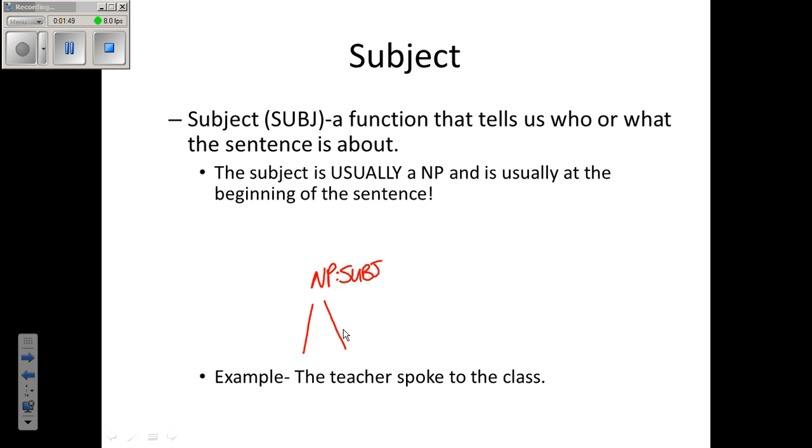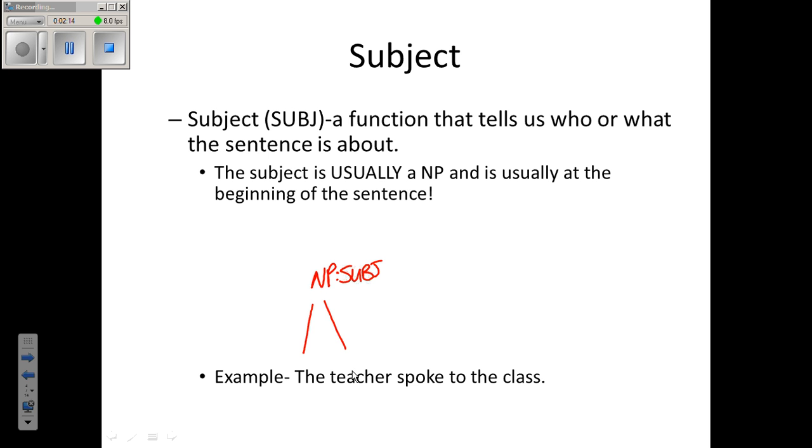Each sentence is split up into two parts. The first part is called the subject. The subject is a function that tells us who or what the sentence is about. Subject is usually a noun phrase and is usually at the beginning of the sentence. For what we are going to diagram, that is going to be always a noun phrase and always at the beginning of the sentence. But in the English language, that is not always the case, and so that's why I have usually in the notes.